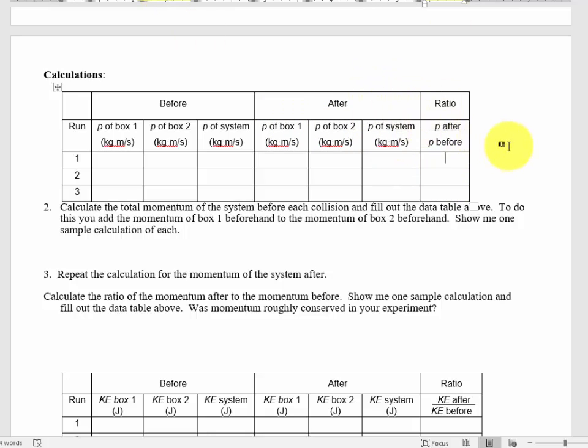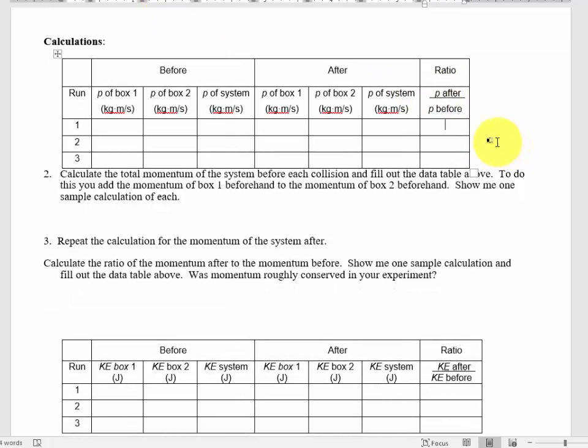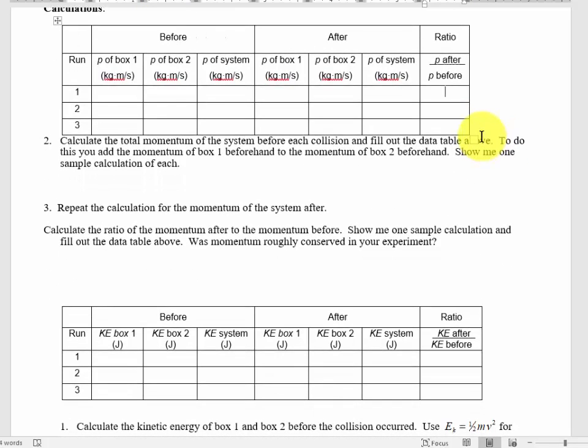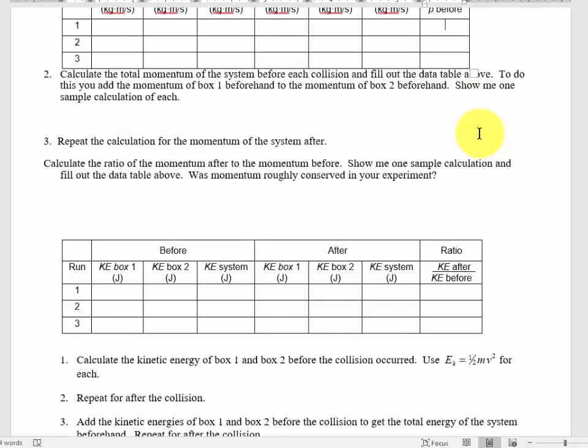This ratio is going to be close to 1, and since this is a simulation, it's going to be perfectly 1 within your ability to round. What that means is momentum was conserved.